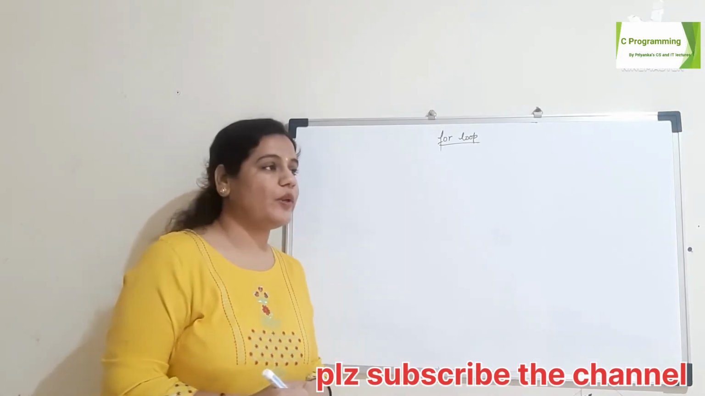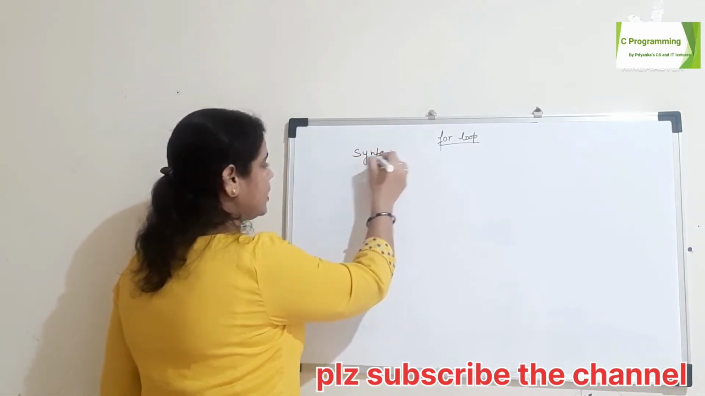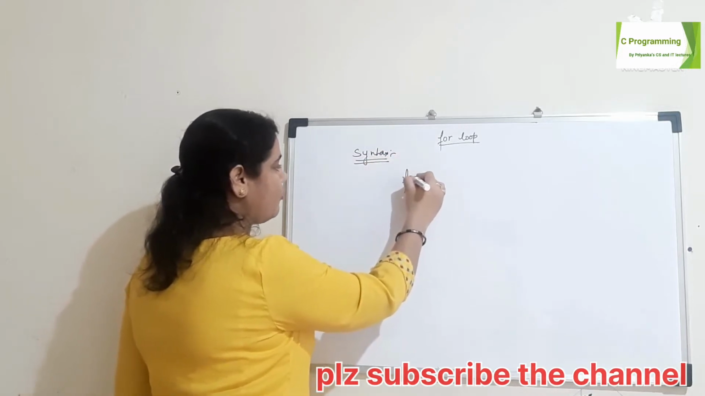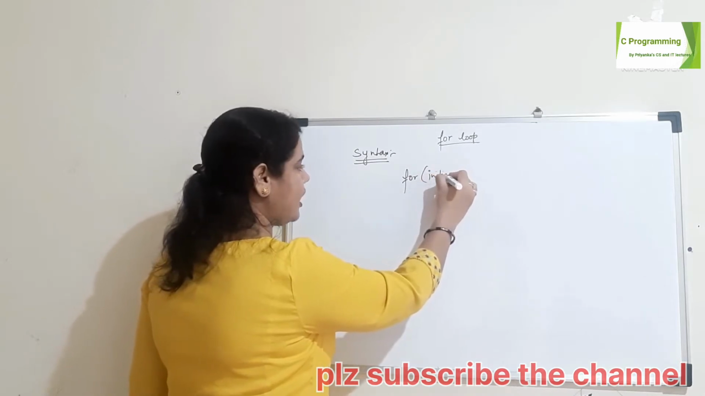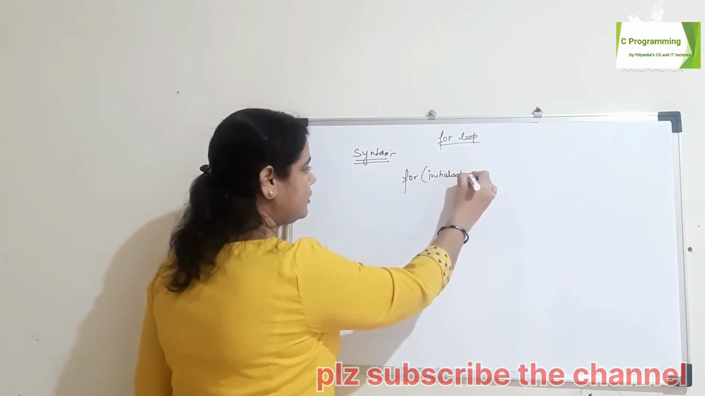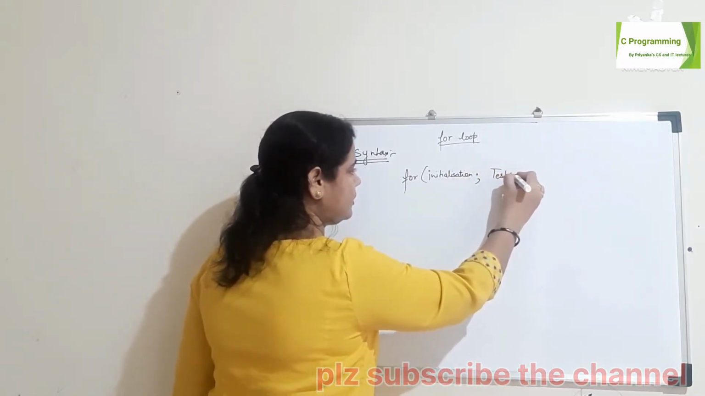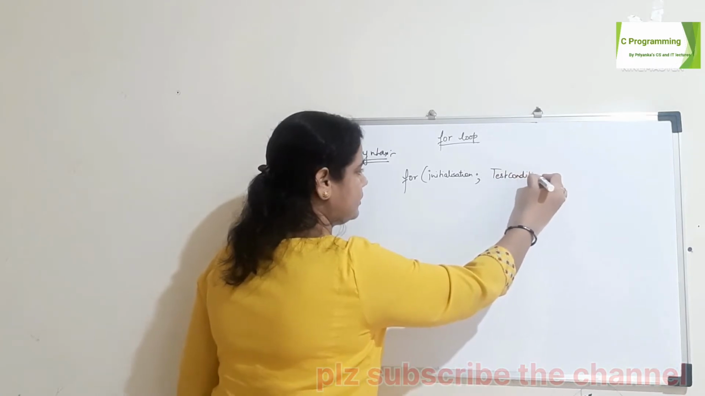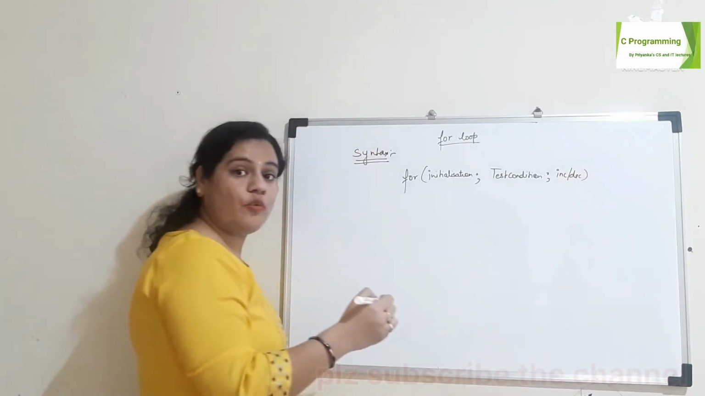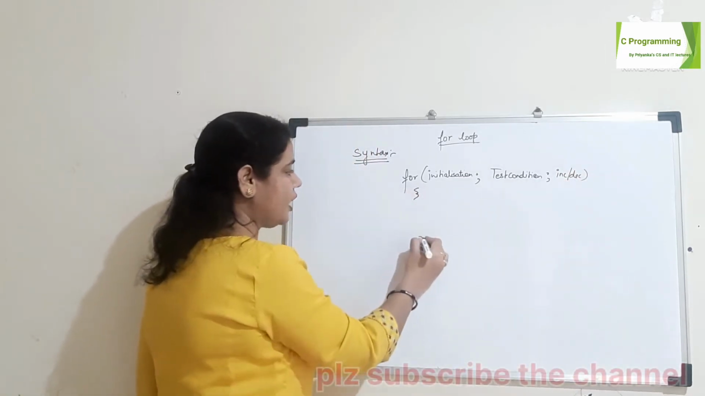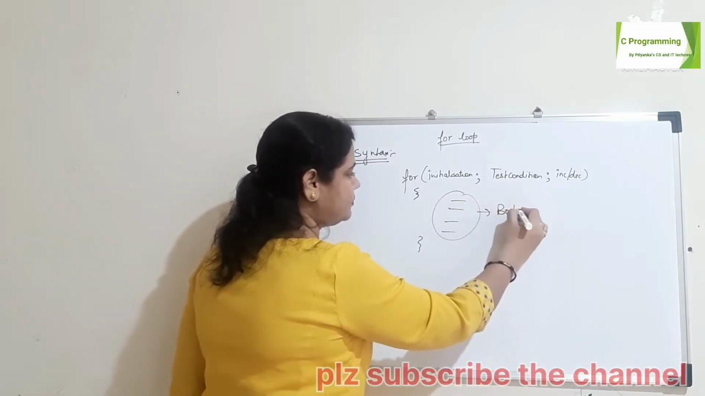Just look at the syntax we have for the for loop. In a for loop, for is a keyword. Here is initialization. After that, test condition. After that, increment or decrement, whatever you want to do in your loop. And here is what? The body of the loop.